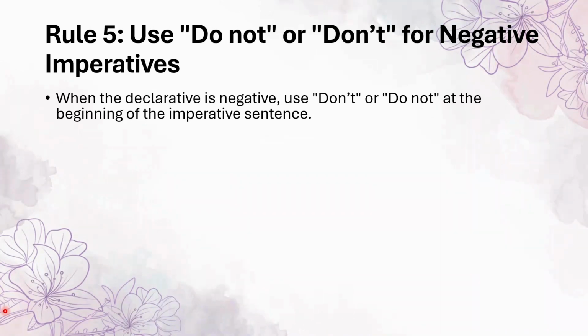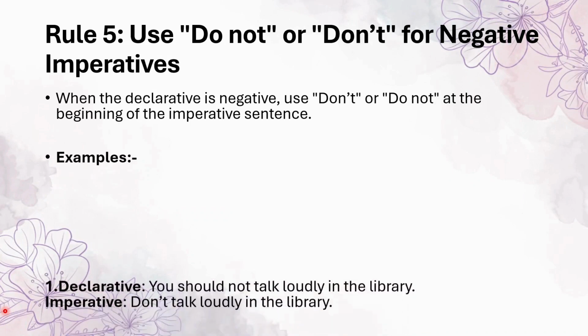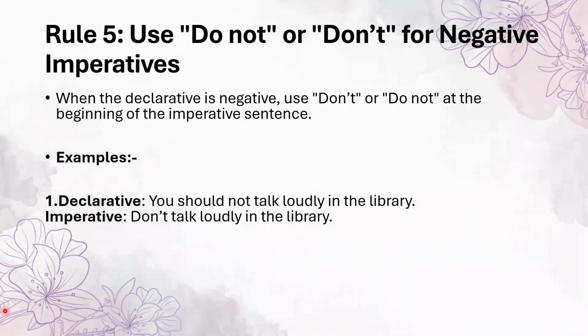Okay, so let's understand with examples. You should not talk loudly in the library, and the imperative form is don't talk loudly in the library. Here the original sentence is giving advice, telling you what not to do. But we simply drop the helping verb should not and replace it with don't at the start of the sentence, followed by the base verb talk.